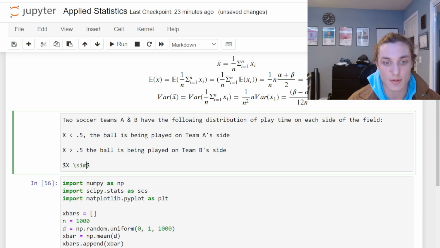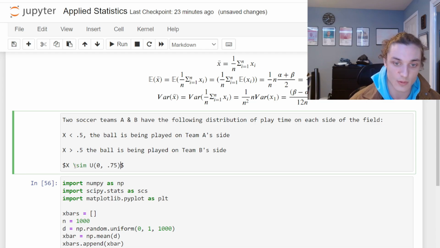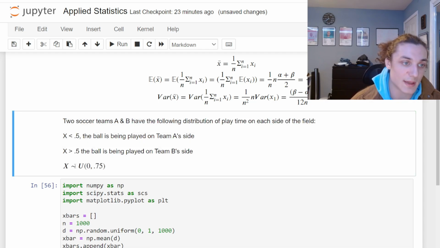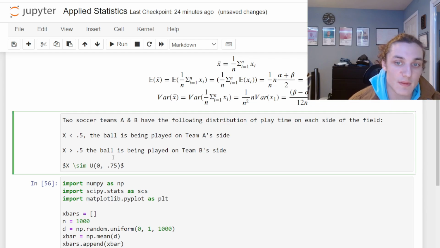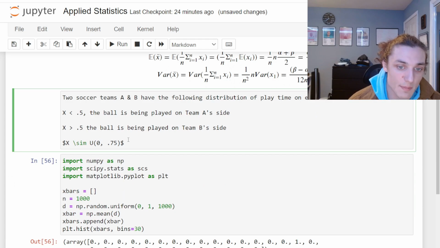I'm going to say X is distributed uniformly on 0 to 0.75. So there is a clear favorite: the ball is going to be played on one side of the field longer than the other. But we don't know this. Let's assume we are actually measuring where the ball is across the field, sampling every 5 minutes every time team A and B play, and we take a look at where we can expect the ball to be most of the time, using the central limit theorem. If this is the case, then we know the expectation and the variance that we defined right here. But I want to do the case where we don't know. I want to just use the sample.